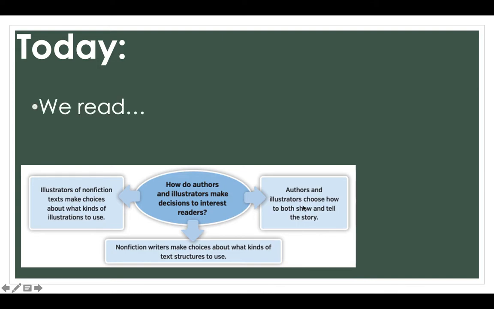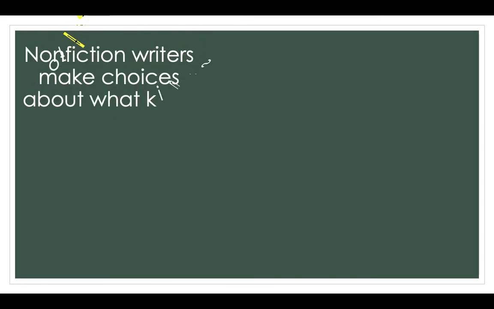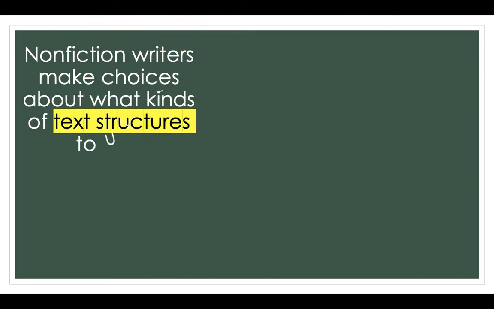So for today, we're going to read a book called A Little Book of Sloth by Lucy Cook. And one thing I wanted to point out is that nonfiction writers make choices about what kinds of text structures to use. That's a couple of familiar words that we've talked about this year. So, nonfiction writers make choices about what kinds of text structures to use. So here's where your notes are coming in. Go ahead and write that down.